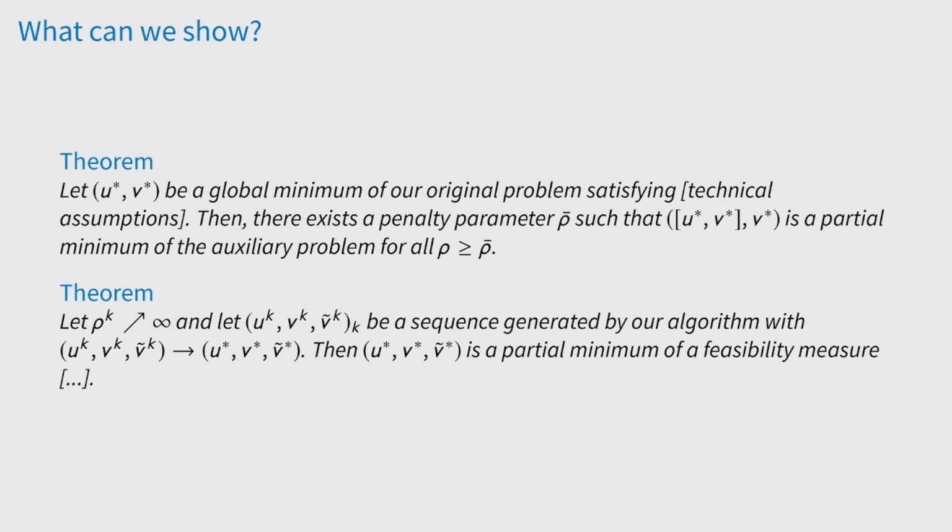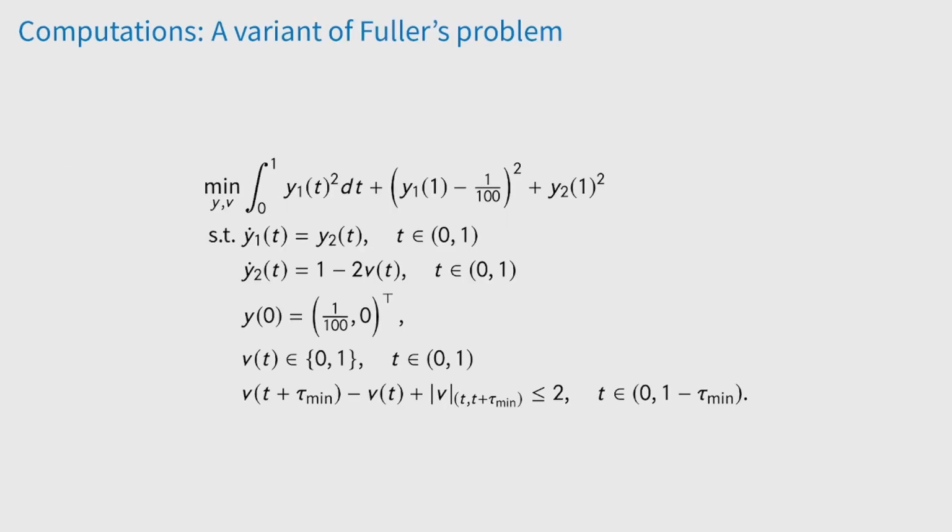On the other hand, if you drive our penalty parameter to infinity, then we get at least a partial minimum of a reasonably chosen feasibility measure of the whole thing. So even if you don't become feasible, which means that v star and v tilde star are not equal, you still get something that minimizes infeasibility in a reasonable sense. And for the details, I refer you to the paper.